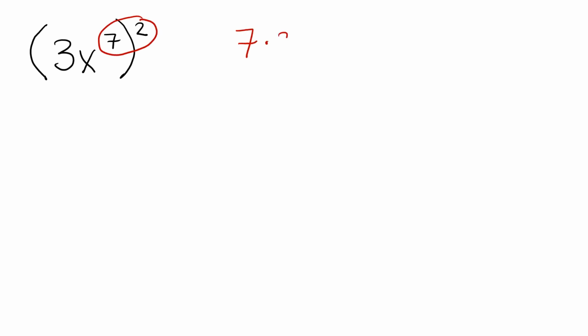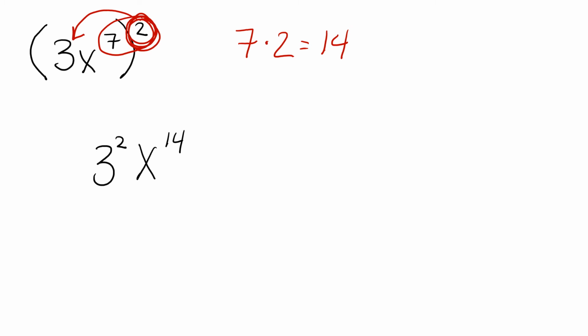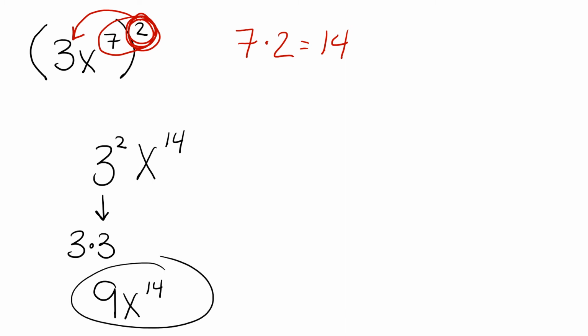For our last raising to a power problem, we're going to do 3x to the 7th raised to the 2nd power. We start by multiplying the exponents that are side by side. 7 times 2 is going to give us 14. So we have an answer of x to the 14th. We also take the outside exponent 2, we put it with the coefficient 3, so we get 3 to the 2nd power. This problem we can solve further because 3 squared is easily solvable, 3 times 3, to give us 9. 9x to the 14th power is going to be our final answer.